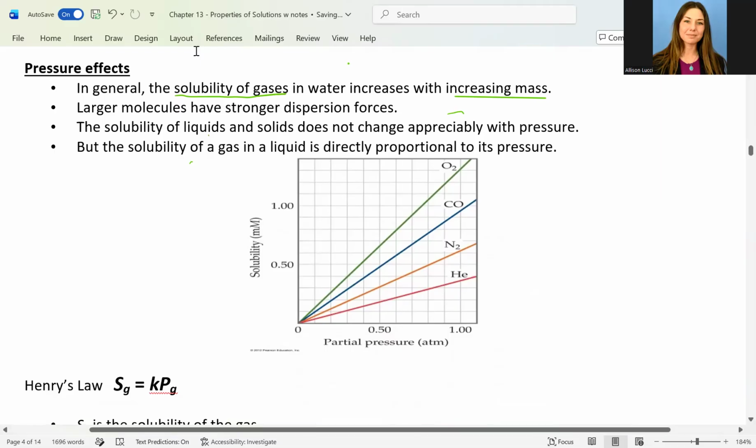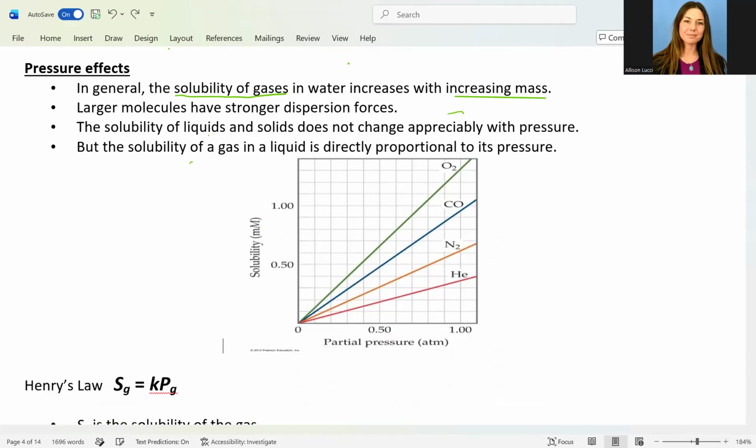And then we see here the second bullet point that larger molecules will have stronger dispersion forces. We could see that in an earlier video when we compared the dispersion forces between things like hexane and heptane. So any polar or nonpolar molecule, the larger they are, the more dispersion forces.